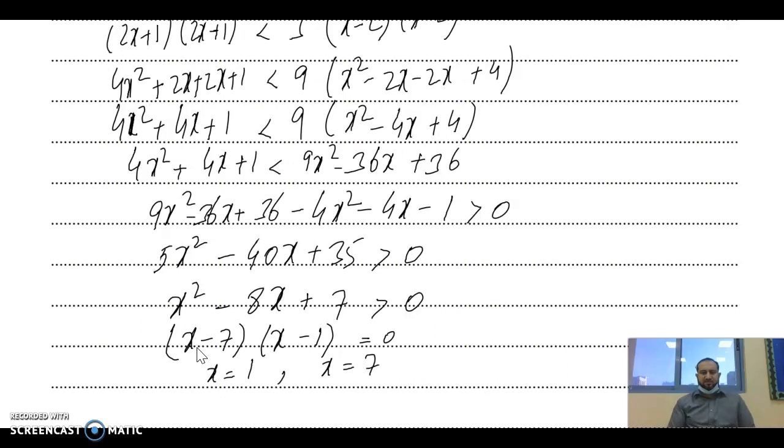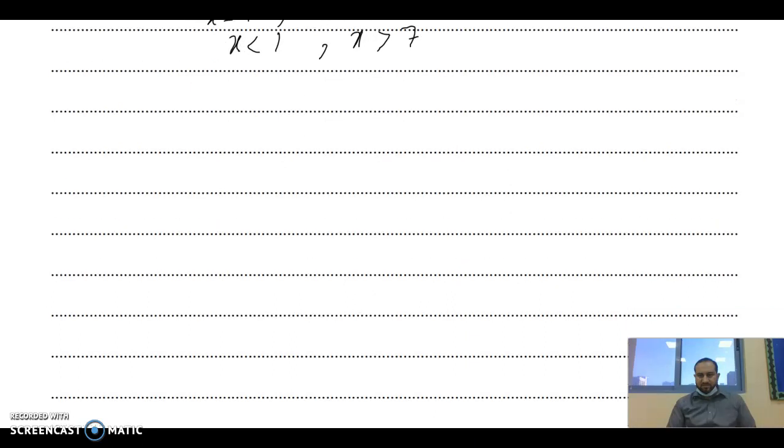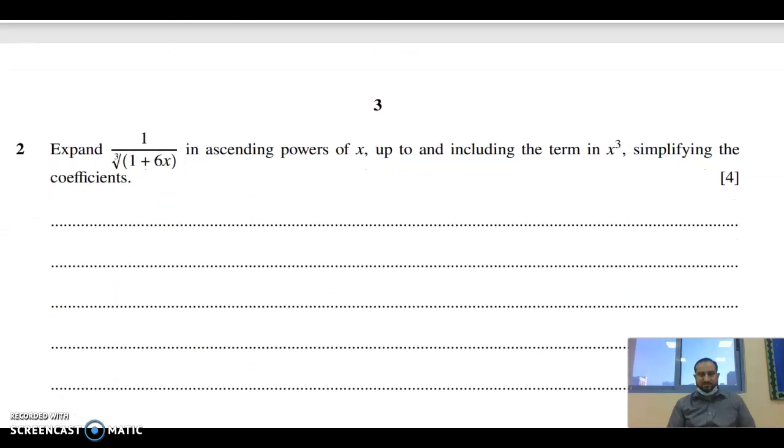Since, you remember, we had a quadratic equation, and the coefficient of x squared was positive, so 1 and 7 are the roots. So we will get a parabola like this. Since the inequality here is greater than 0, greater than 0 means we have to choose above the x-axis. So that means x will be less than 1, or x is going to be greater than 7.